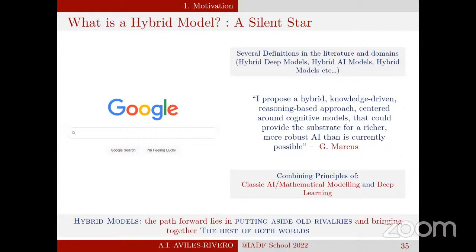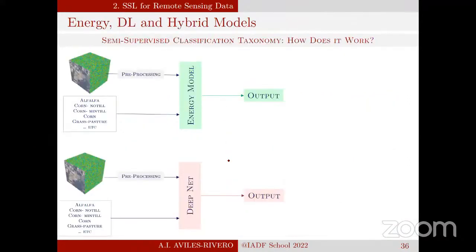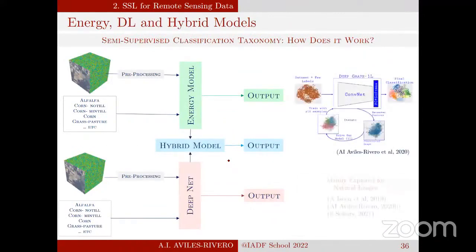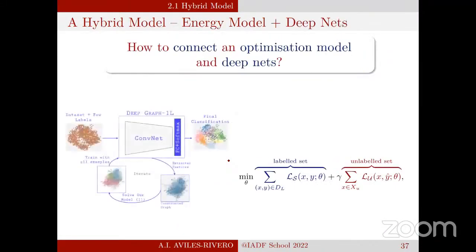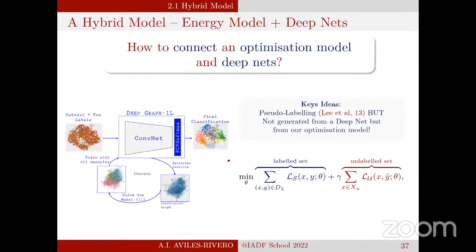And this is just a quick example: many of the systems that you see actually run on classic and deep learning techniques together, like, for instance, the browser search that you can use every day. So let me go quickly over the idea of hybrid models. The hybrid models, as I mentioned before, are about how we can get the best of both worlds.